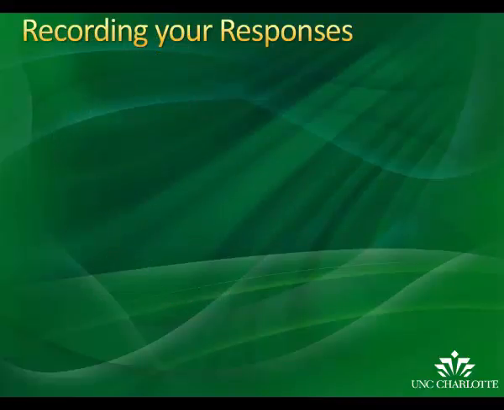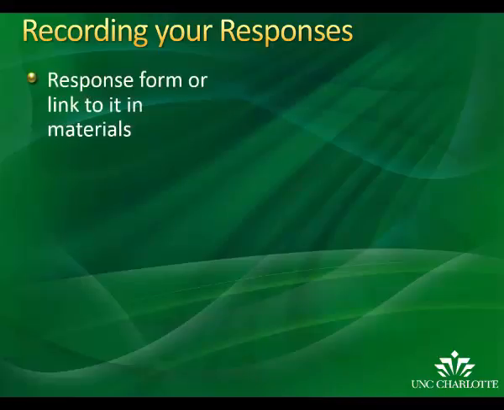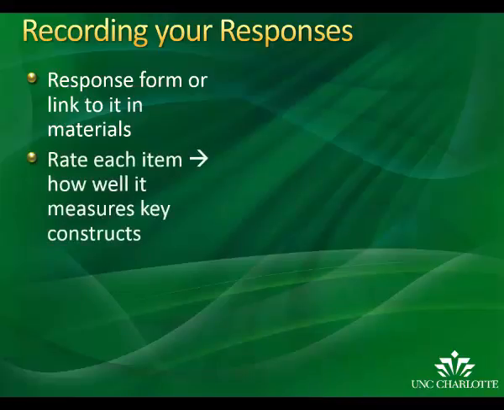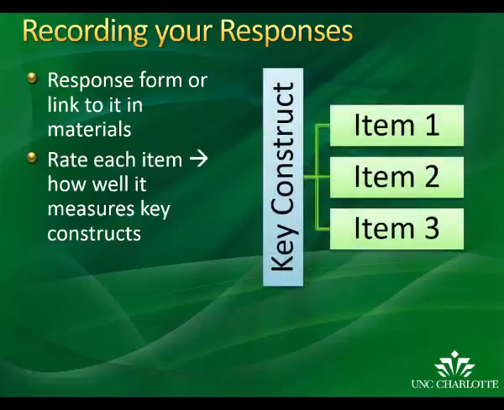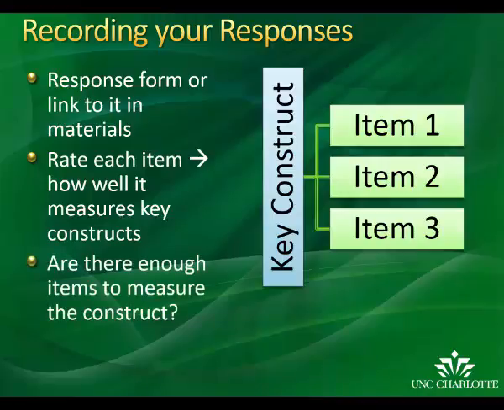In your materials from UNC Charlotte, you should have received a copy of your response form or an electronic link to it. Following the directions as explained here, please go through and rate each item on the rubric as to how well it measures the identified key construct. Remember, one construct may have multiple items to measure it, or it may only have one item. Part of your feedback includes open-ended questions. Are there enough items to measure the construct? Are there too many items? What else would you like to share with us about measuring this item? Please give us your feedback in the open-ended responses that should be included on your response form.